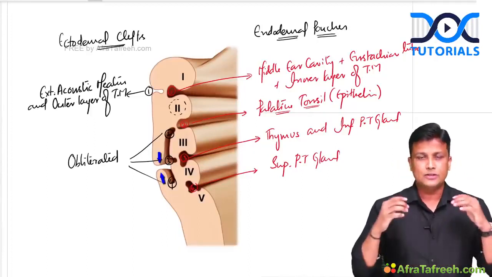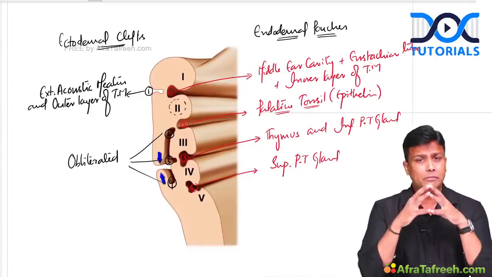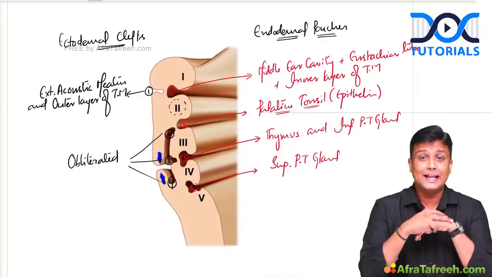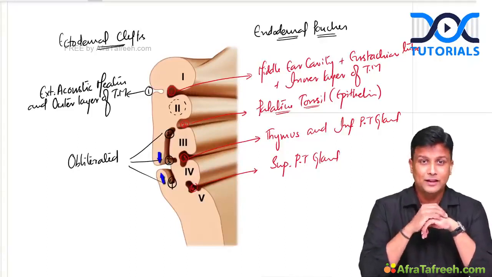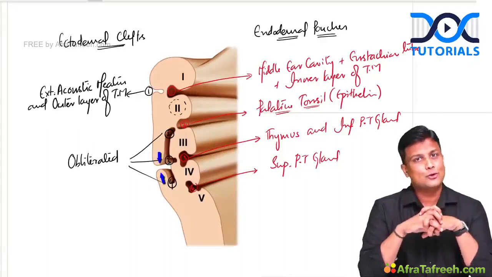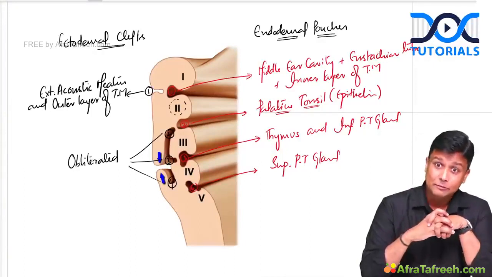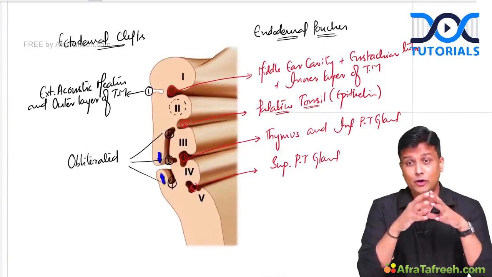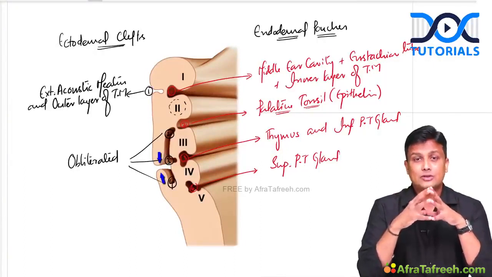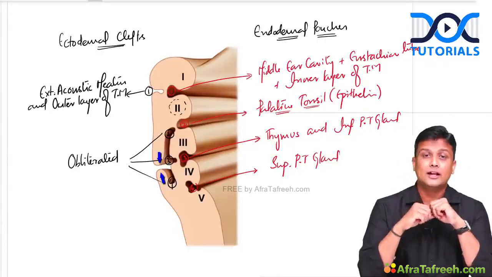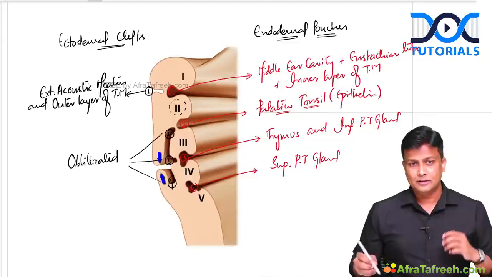So the first pouch, I repeat again, guys, the first pouch is going to form the middle ear cavity along with the eustachian tube and the inner layer of the tympanic membrane. And the second pouch is the one which is going to form the palatine tonsil, the epithelium part of that. If you want the exact lymphoid part, it is derived from the neural crest cells. Okay. And then the second pouch is done.